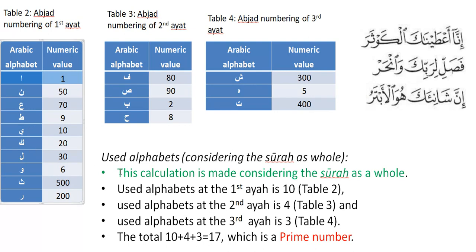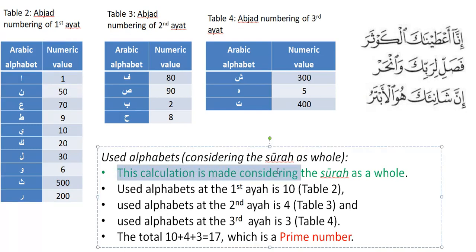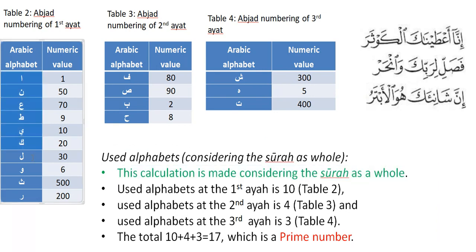I have to say that the calculation is made considering the surah as a whole. Since repeated alif is not accounted for, repeated harfs are not placed here. So we see that though there are 15 alphabets in the first ayat, due to avoiding the repetition, we have just placed 10 harfs here.